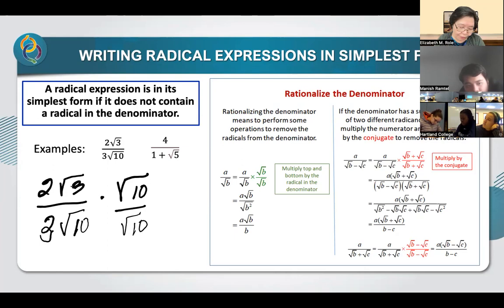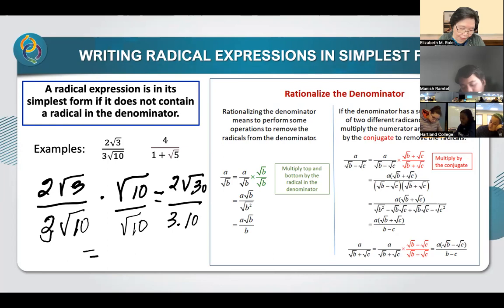So if I multiply 2 the square root of 3 times square root of 10, that will be 2 the square root of 30, right? Yes, because we multiply the 1 under the radical, 2 the square root of 3 times 10. Then what happens to the denominator? 3 the square root of 10 times the square root of 10, what will that be? 3 times 10. All right. So that is just the same as 3 times 10. And therefore, you'll now have 2 the square root of 30 over 30.